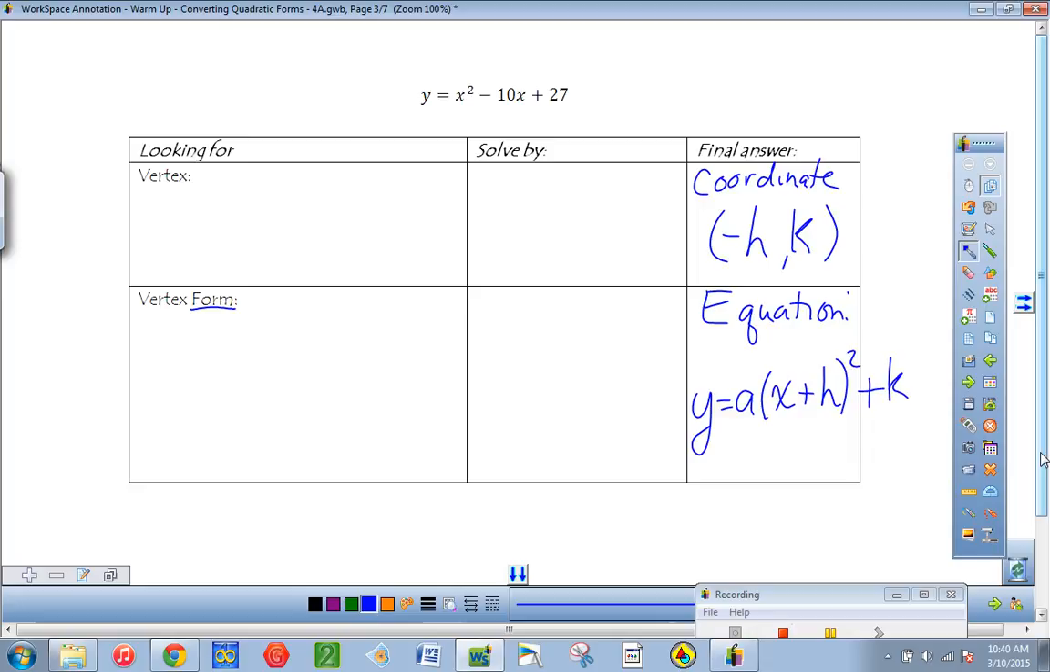So, how do I find the vertex? There's two ways to find the vertex. What do we do? Tell me, Shaquai. I believe it's got an average. What are we going to average?